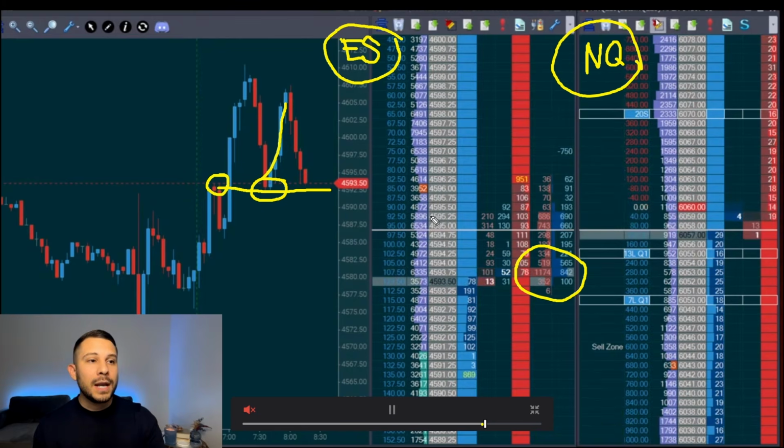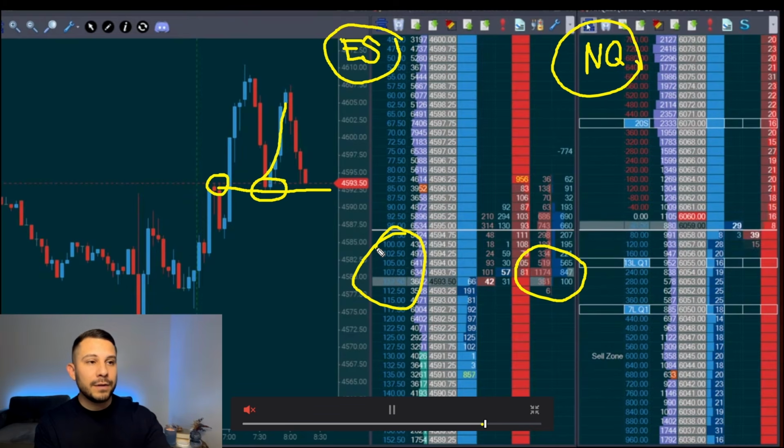Now, you may see that I already have a transaction open, so I've been holding this trade from the highs of that day. But nonetheless, we're going to focus and see the transactions happening here in real time.